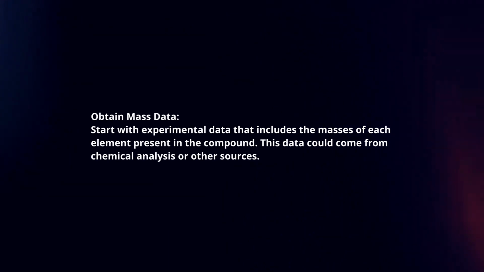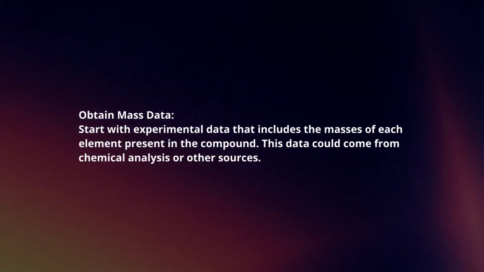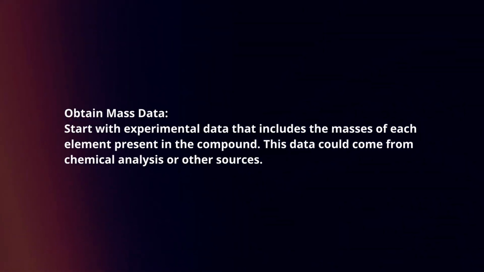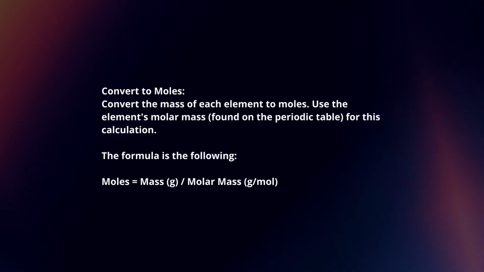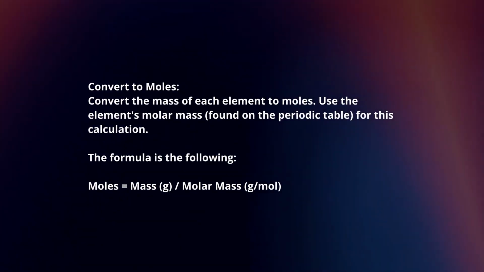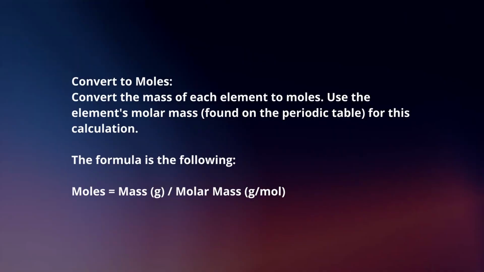Obtain mass data. Start with experimental data that includes the masses of each element present in the compound. This data could come from chemical analysis or other sources. Convert to moles. Convert the mass of each element to moles. Use the element's molar mass for this calculation. The formula is the following.